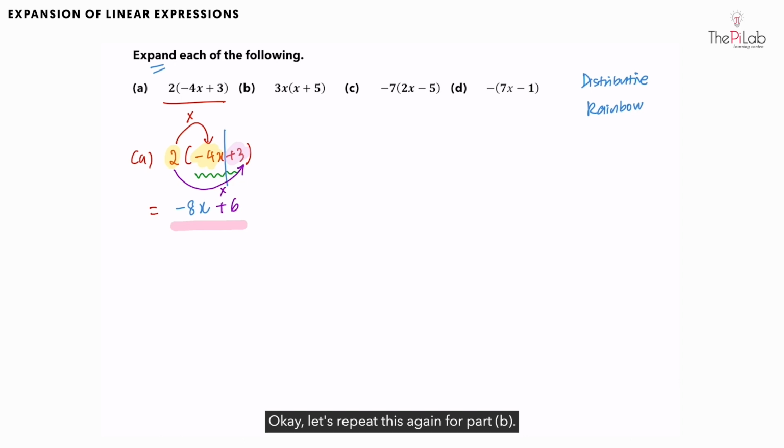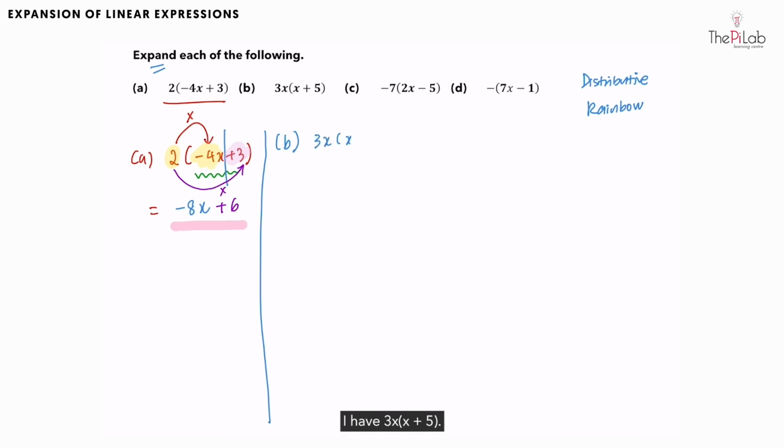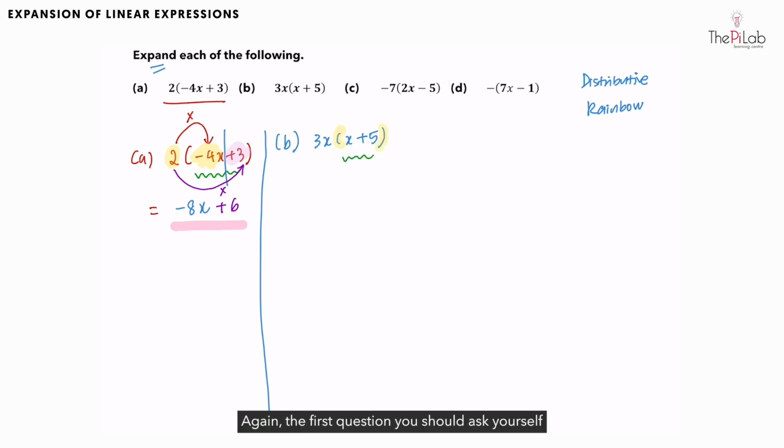Okay, let's repeat this again for part B. So again, I'm just going to draw a line here. It's a good habit to make everything neat and nice. So copy down the question again. I have 3x times 2x plus 5. Again, the brackets here mean I need to multiply. Again, the first question you should ask yourself is how many terms are there inside the brackets? You see a 2x and a plus 5. You can draw a line just to separate the 2 terms like this. After that, draw your arrows and multiply.